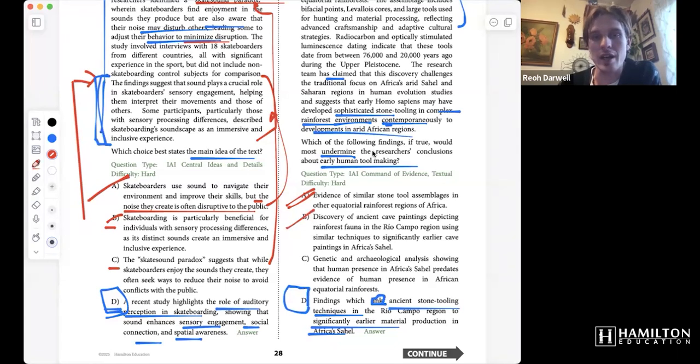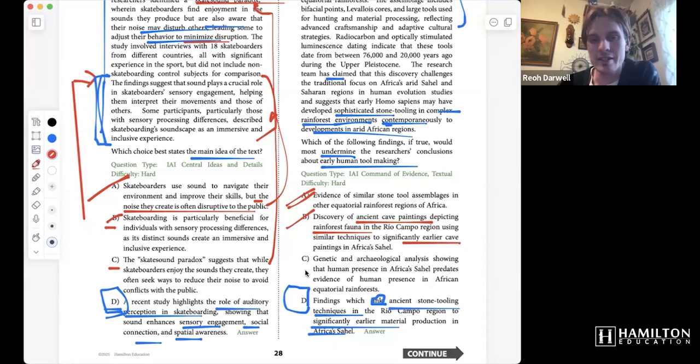B, we're talking about the wrong thing, right? Stone tooling is what we're looking to talk about, human tool making. But this is about ancient cave paintings, so we're talking about the wrong thing. Even though this would undermine something, it doesn't undermine their claim. It undermines something about paintings.